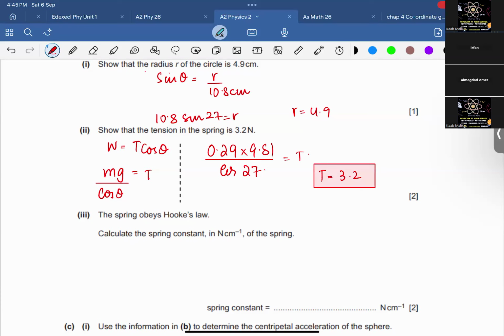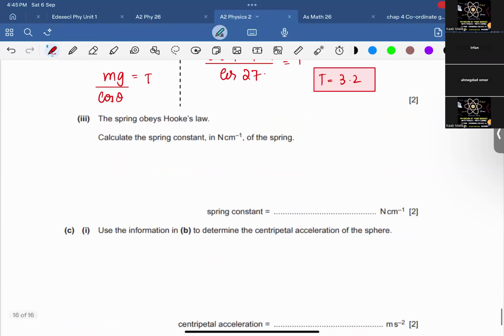Now they're asking for the spring constant. To find the spring constant, you know that the force F is equal to kx. Over here, tension is basically the force, so 3.2, and the extension is going to be 10.8 minus 8.5, right? Since they're asking in centimeters, you can keep it in centimeters.